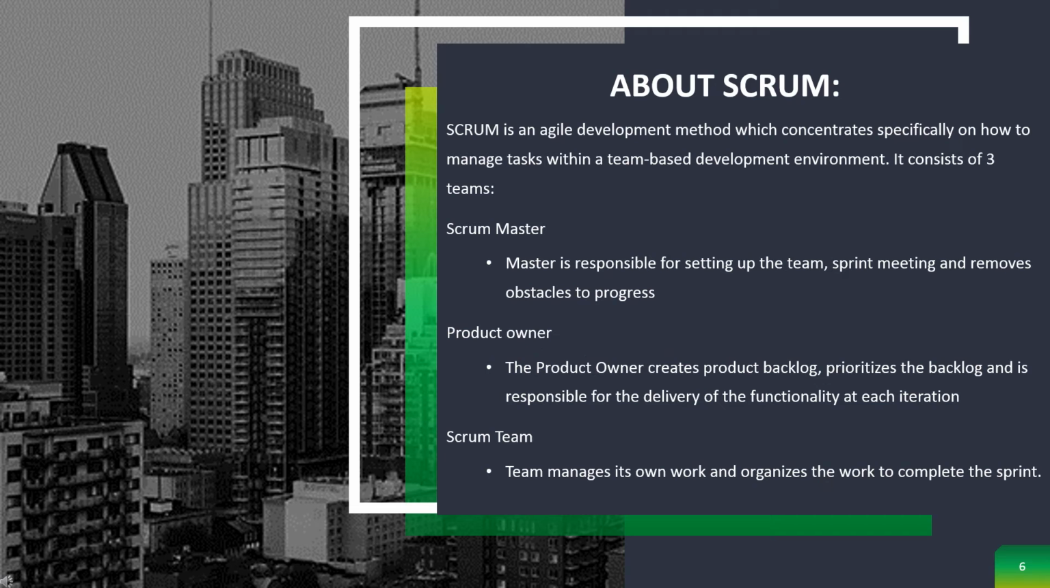About Scrum. Scrum is an agile development method which concentrates specifically on how to manage tasks within a team-based development environment. It consists of 3 roles. Scrum Master is responsible for setting up the team, sprint meeting and removes obstacles to progress. The product owner creates the product backlog, prioritizes the backlog and is responsible for the delivery of the functionality at each iteration. The Scrum team manages its own work and organizes the work to complete the sprint or cycle.